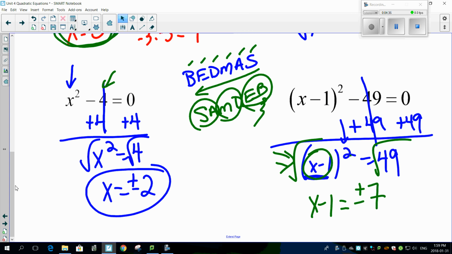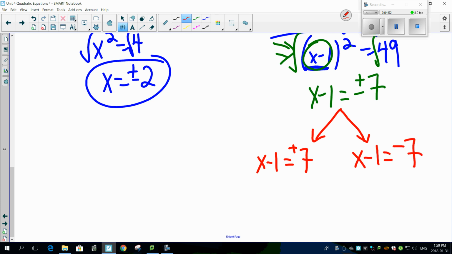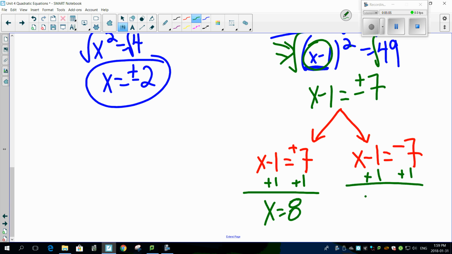Now this, unfortunately, ends up opening a whole can of worms here. Let me show you the can of worms that it opens. You have 2 questions to solve now. x minus 1 equals positive 7, and x minus 1 equals negative 7. Oh no. Oh yes. Watch this. Add 1 to both sides. x equals 8. Add 1 to both sides. x equals -6. So you end up having two answers.